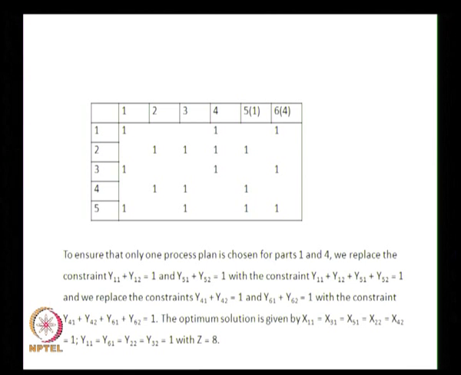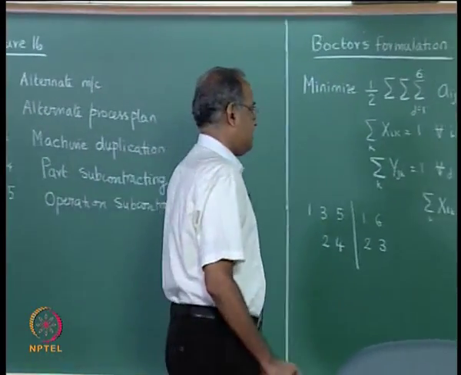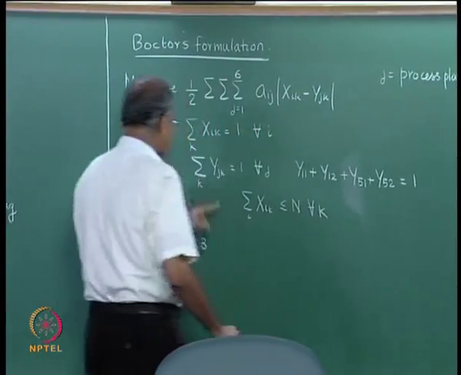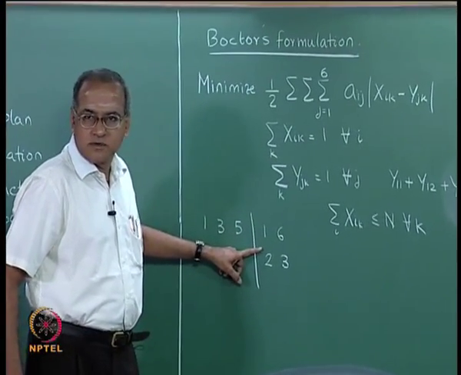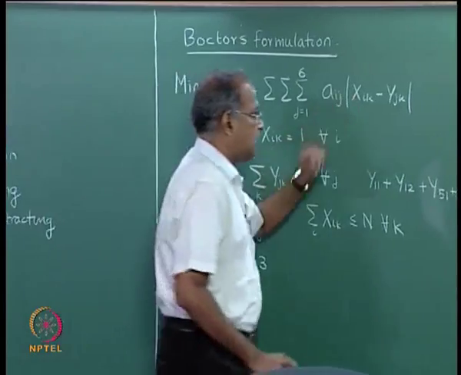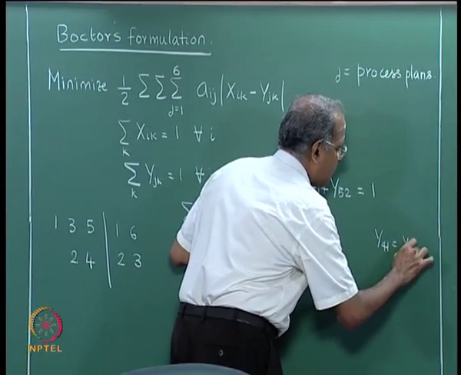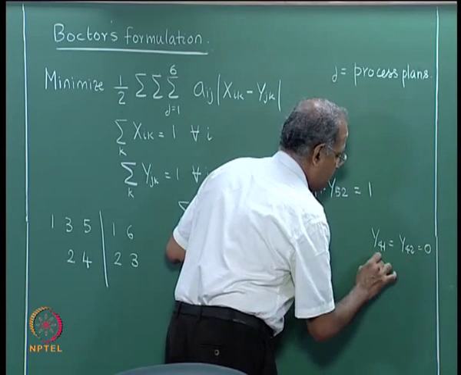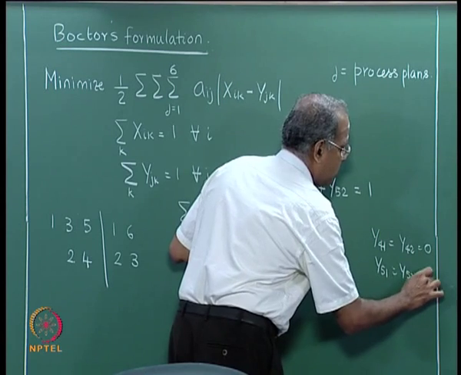But let us go back to this formulation. As far as this formulation is concerned, in this solution process plans 4 and 5 are not chosen. So, in this solution y41 equal to y42 equal to 0, y51 equal to y52 equal to 0.